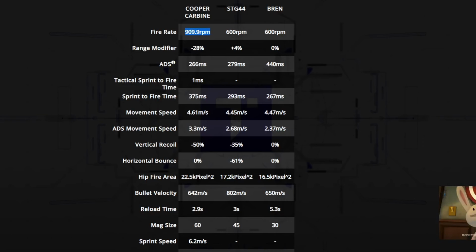Let me know what you think. Let me know which one you think is better, the STG or the Cooper Carbine.